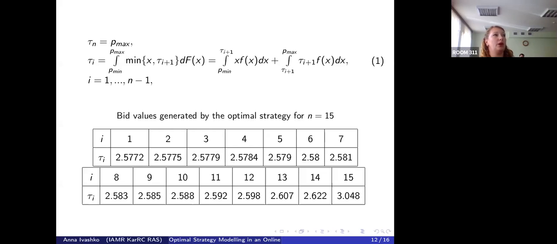sets the value tau 1, and if the user doesn't win the auction with this bid, then the player moves to the next stage and sets the next bid, etc.